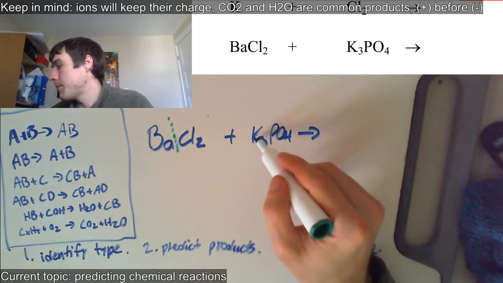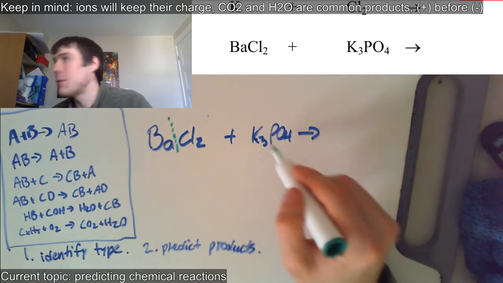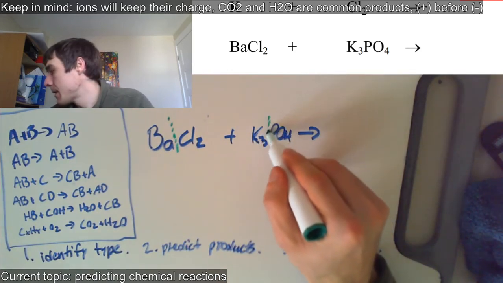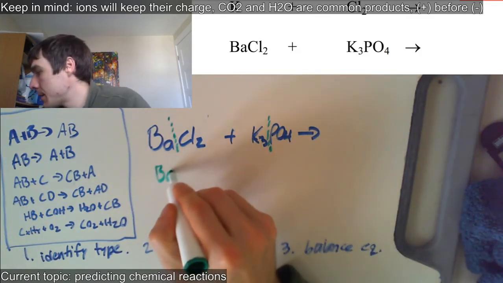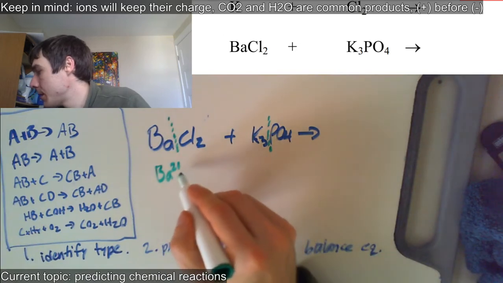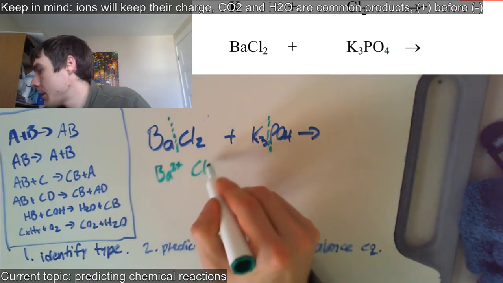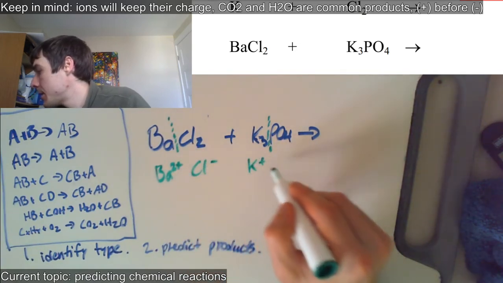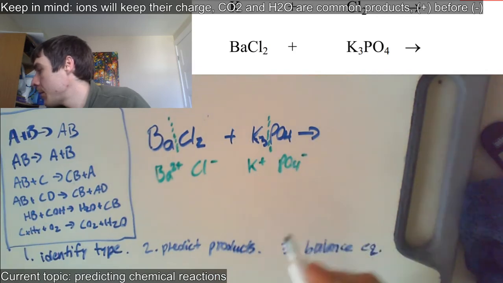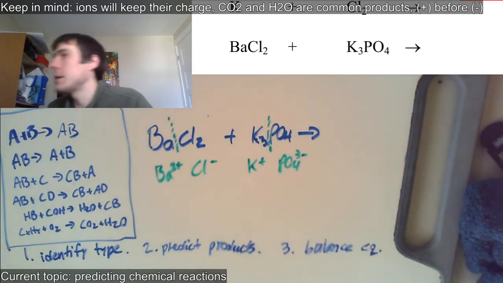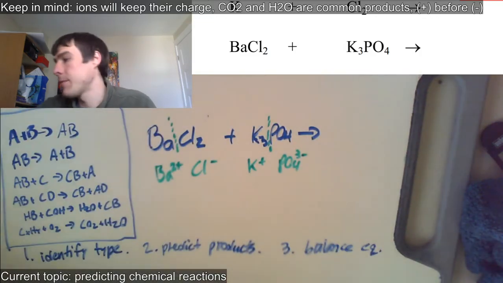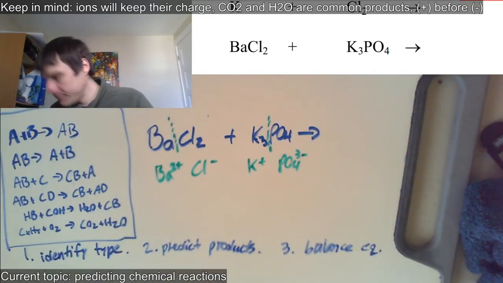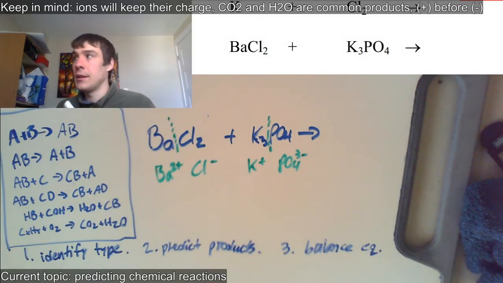Here we have K, which is potassium, and PO4 should ring a bell. That's phosphate. So we can split it there. And because they're ionic, we can split them into ions. Barium 2+, chlorine minus, potassium plus, PO4 3-, because that's the charge on phosphate. If you're in doubt, check your table. And now they're going to get together.